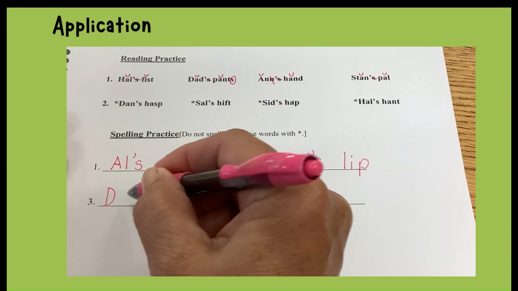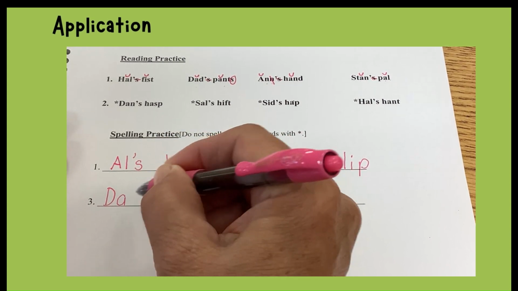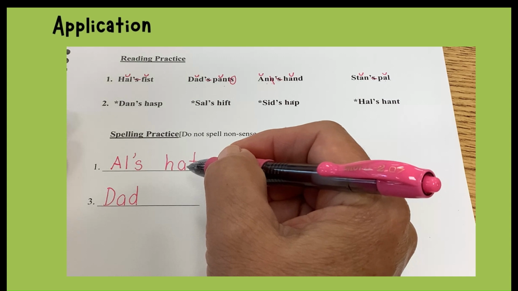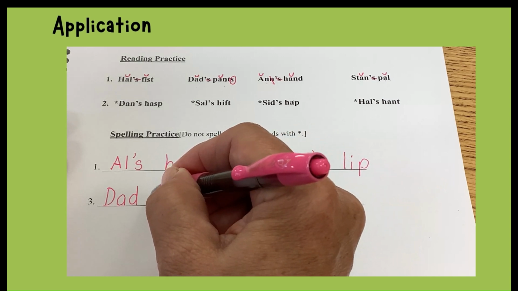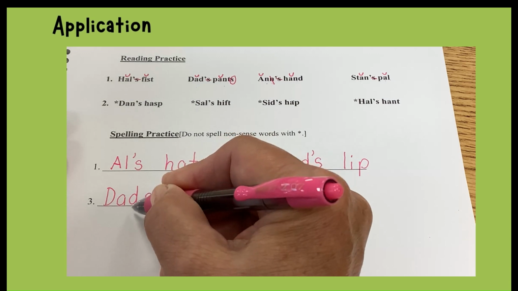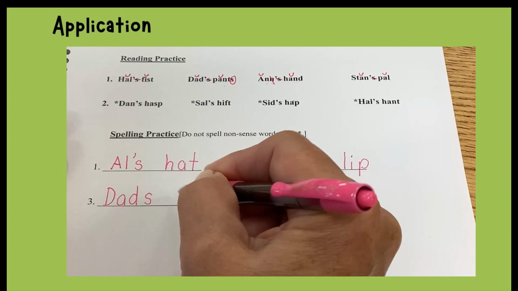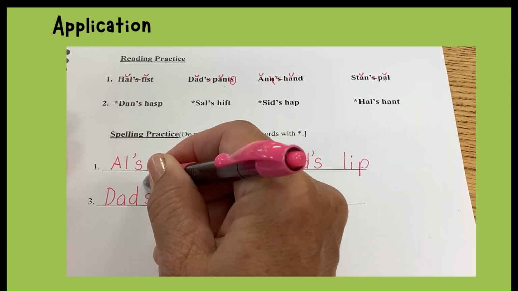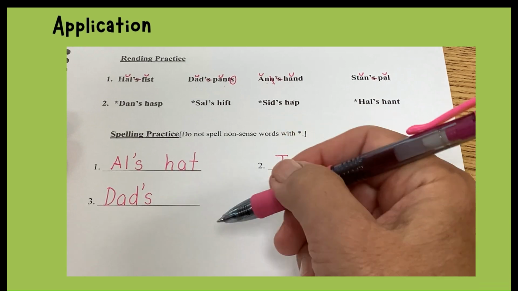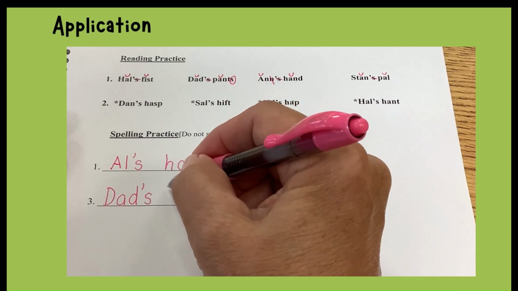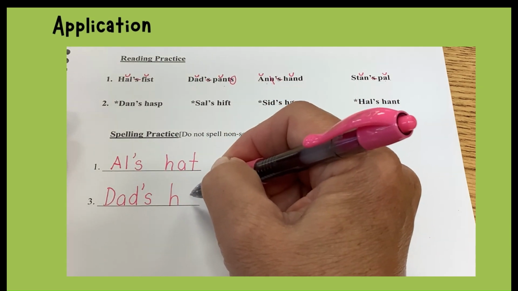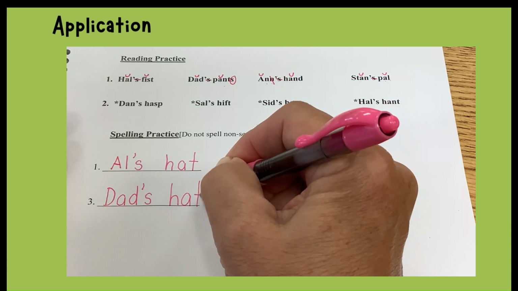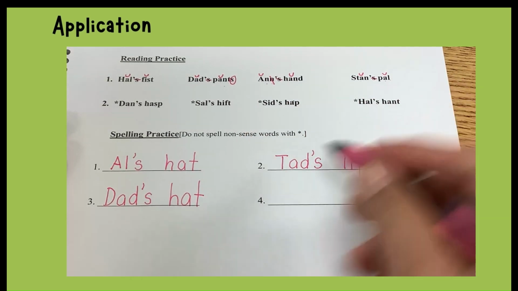What's a A? A. D. D. And we're hearing a Z. Dad's. What letter? Yes, an S. That D is vibrating, so that S vibrates. Something here belongs to Dad. What do we need here? Correct. Apostrophe S. Dad's hat. H. A. T. Read that phrase. Very good.